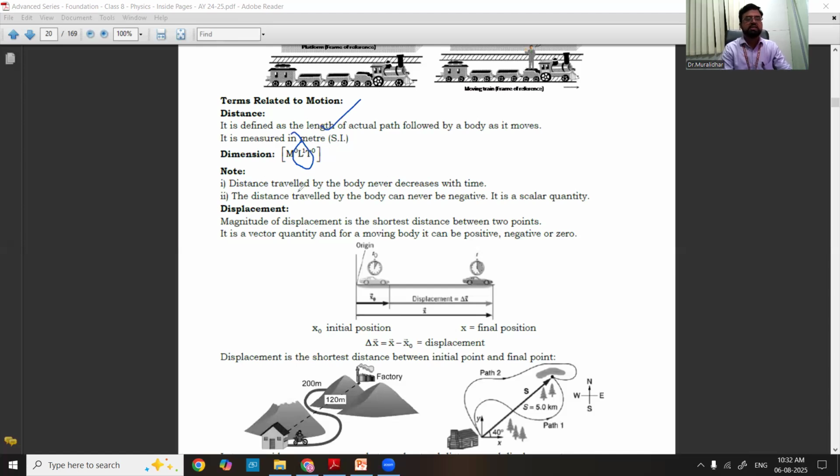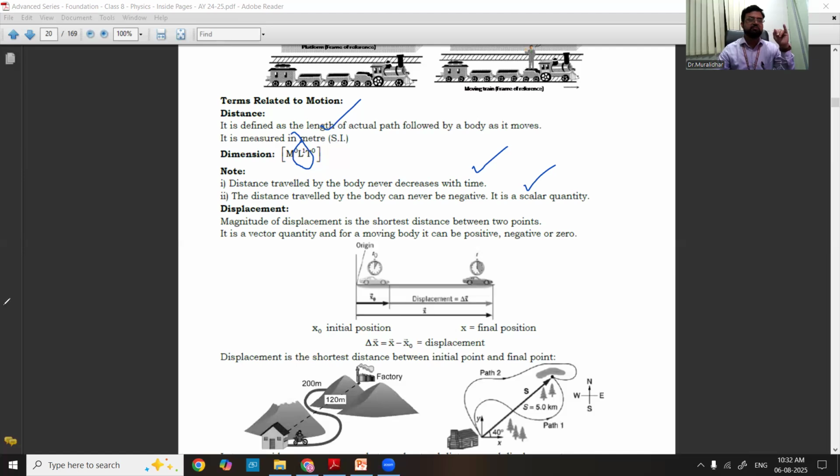So see, distance traveled by a body never decreases with time. There is no chance of decreasing, right? The distance traveled by a body can never be negative. It is a scalar quantity. It has only magnitude, no direction for the distance. That's why it is a scalar quantity. Distance cannot be negative. Very important points about the distance.